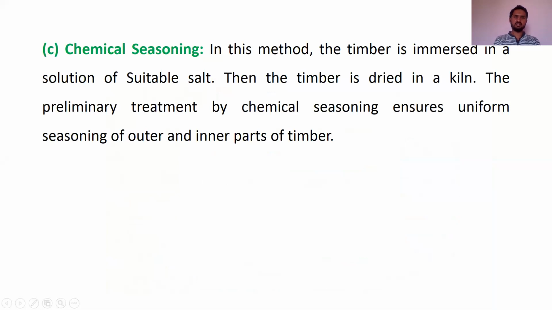Next is chemical seasoning. In this method, the timber is immersed in a solution of suitable salt. Then the timber is dried in a kiln. The preliminary treatment by chemical seasoning ensures uniform seasoning of outer and inner parts of the timber.